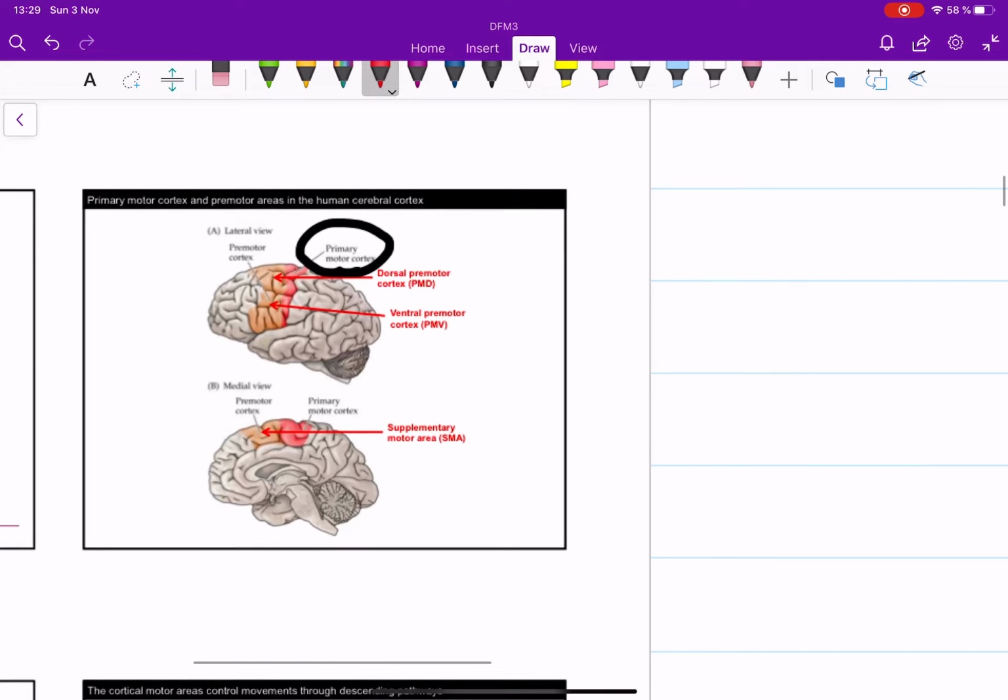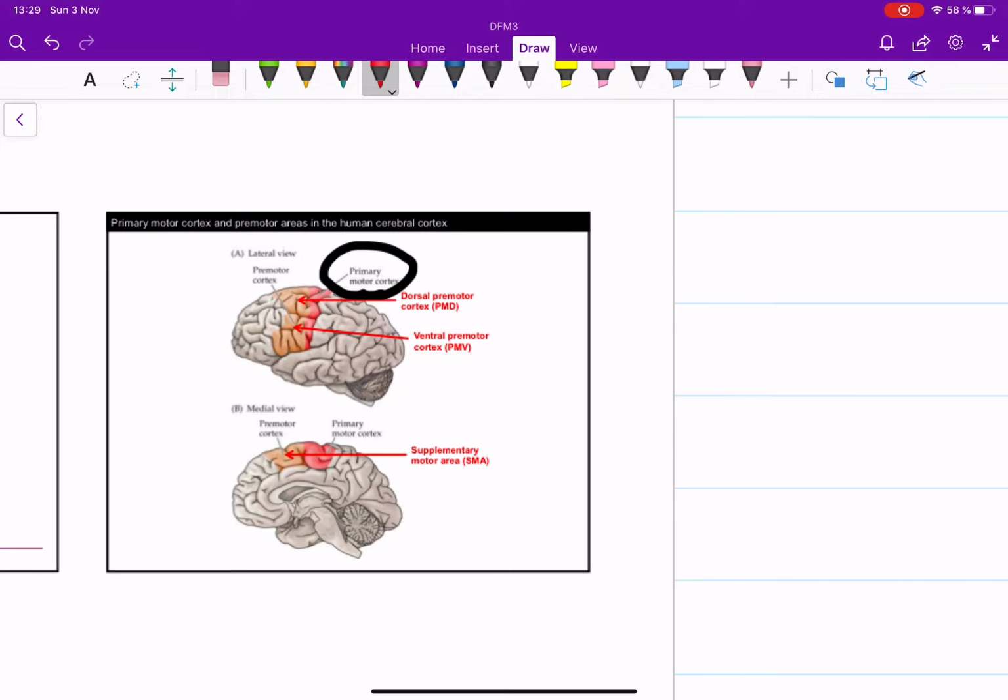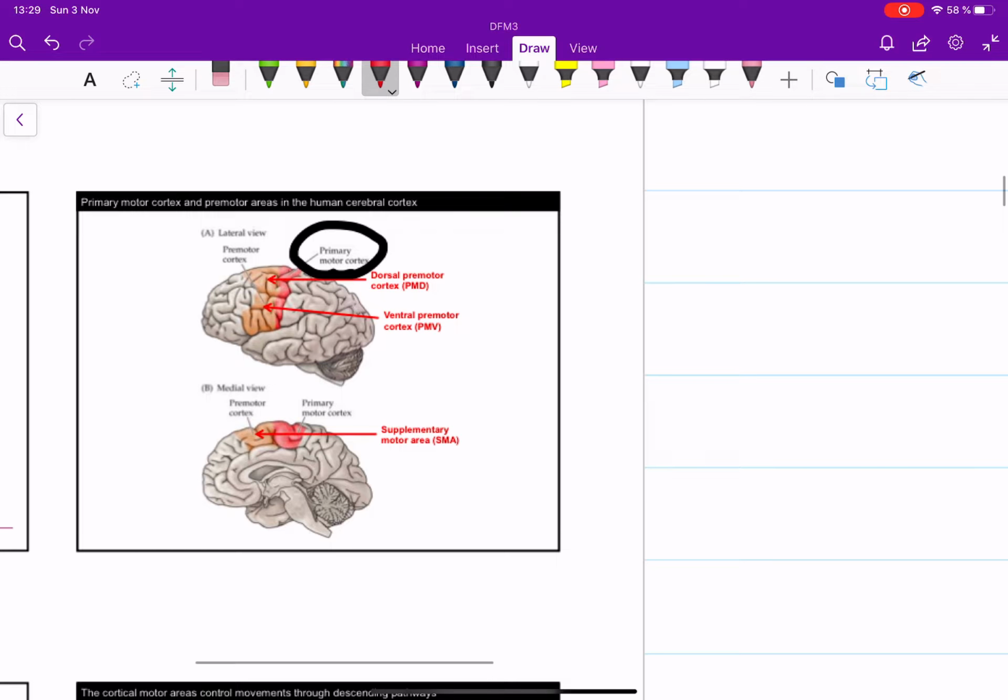First of all, we're gonna define the area where we have the primary motor cortex. To know where the primary motor cortex is located, we can define here this sulcus, which is called the central sulcus. I want to draw it with black now. The central sulcus is located here.